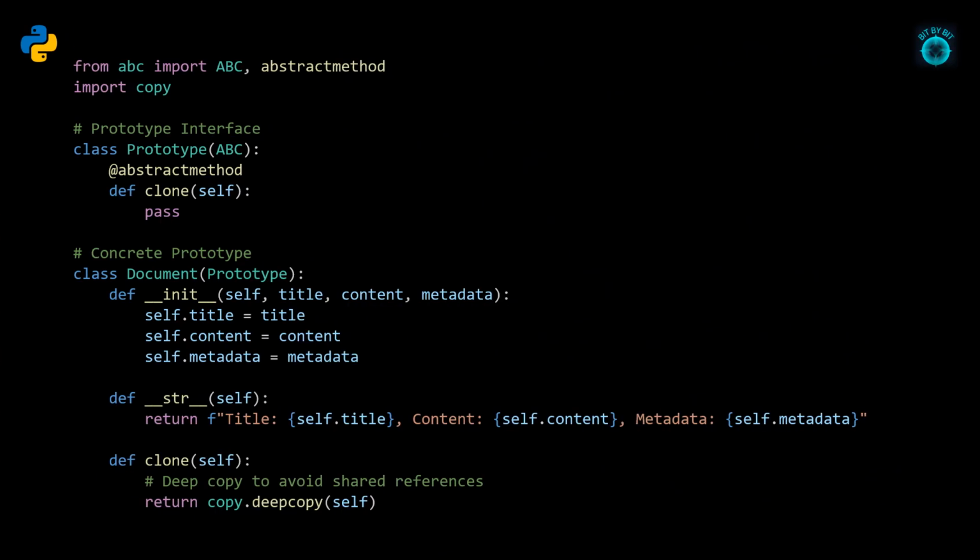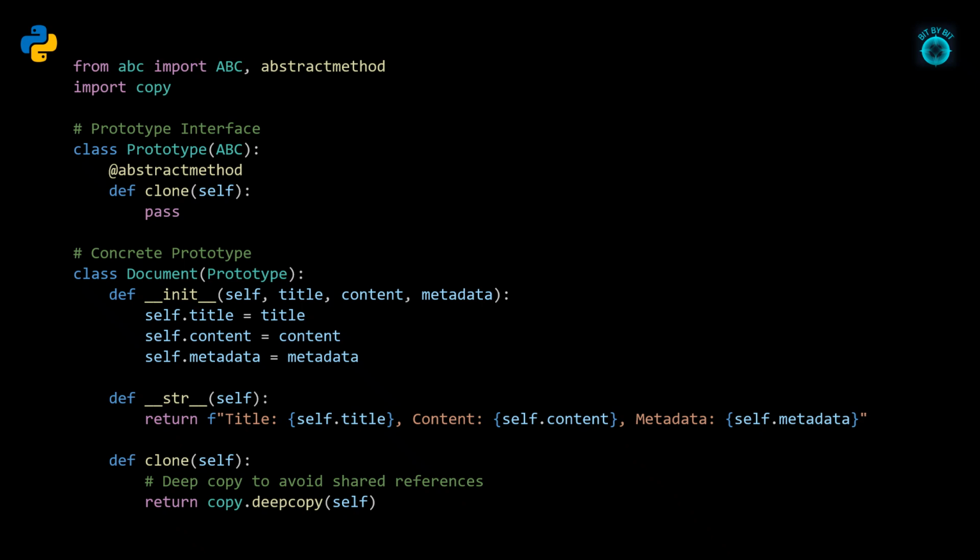Let's walk through a proper implementation of the prototype pattern. We start by creating an abstract base class called Prototype. It defines one abstract method, clone, which every subclass must implement. This provides a standard interface for cloning objects. Next, we define a class called Document, which inherits from the Prototype interface. The constructor takes 3 arguments: title, content, and metadata. The metadata is a dictionary that can hold details like author and version.